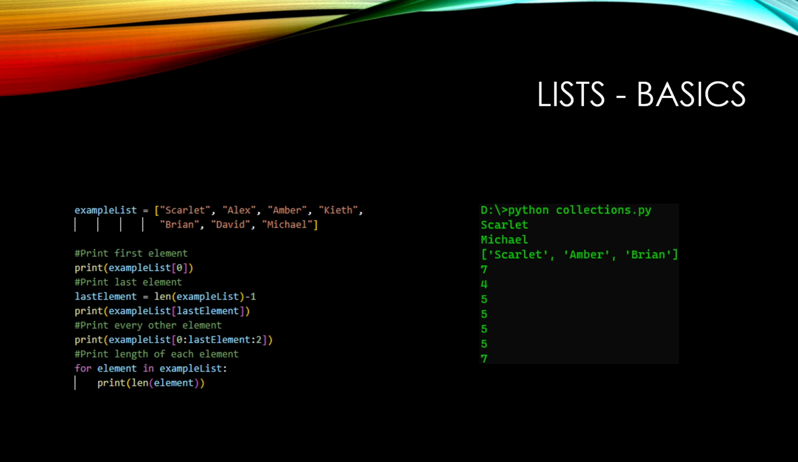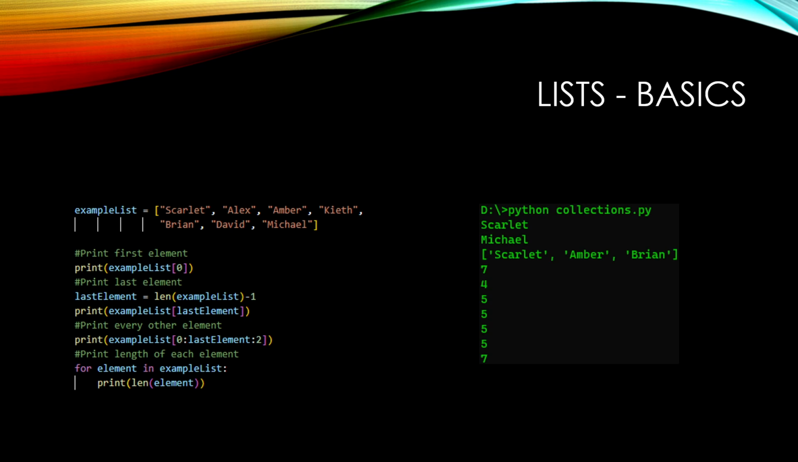Now we're going to print the last element. This is another way we can do this, and in some programming languages, this is how you have to do it. We get the length of the list, and then we minus 1 to get the final index. In Python, you can always just use minus 1. So here we do last element equals len example list minus 1, and then we print example list sub last element. Again, you can just skip the whole last element thing and do minus 1 for this.